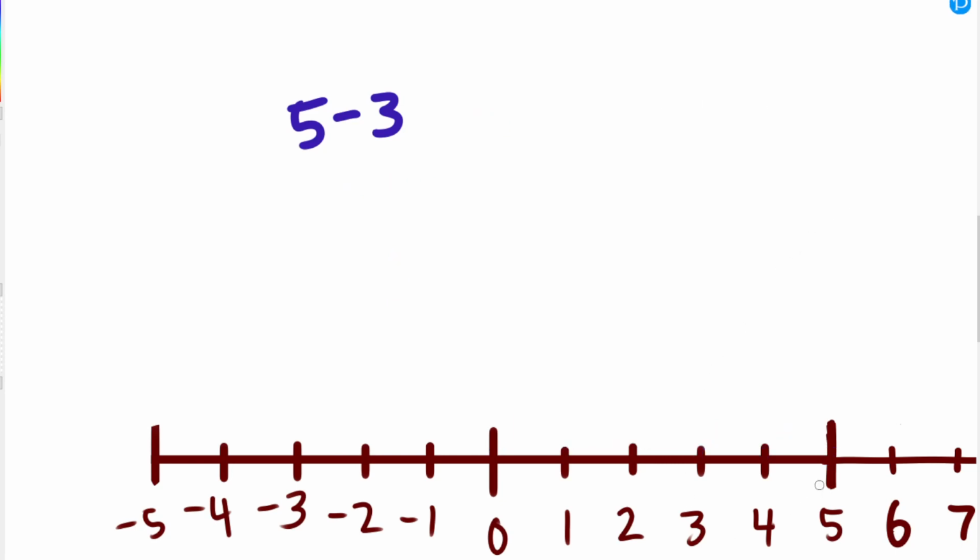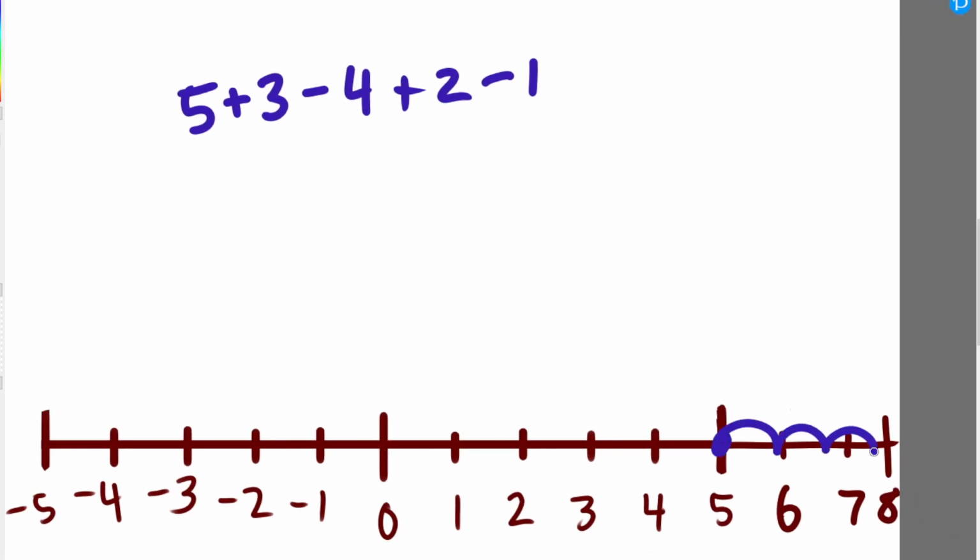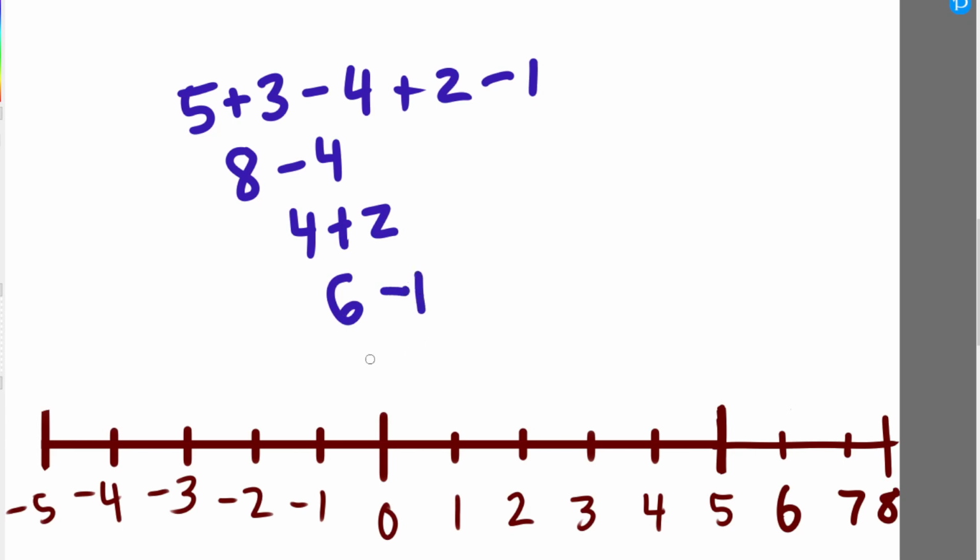What if you have something like 5 plus 3 minus 4 plus 2 minus 1? Well then, we would take 5 plus 3, so 1, 2, 3. I like just taking it into parts. So 5 plus 3 is equal to 8. 8 minus 4 is equal to 4. 4 plus 2 is equal to 6. 6 minus 1 is equal to 5. Our final result would go back to 5. So, in case you didn't believe me, 1, 2, 3, 1, 2, 3, 4, 1, 2, 1. Minus 1.